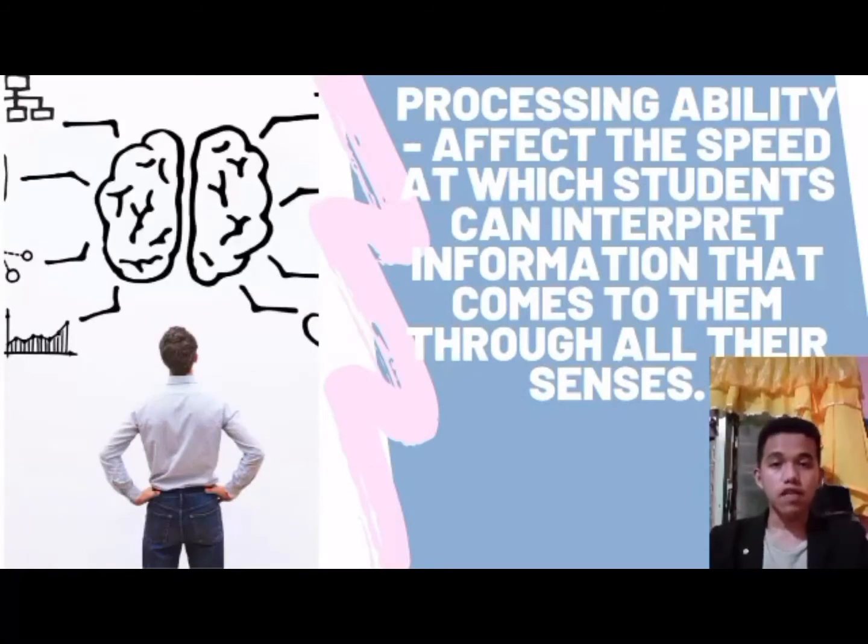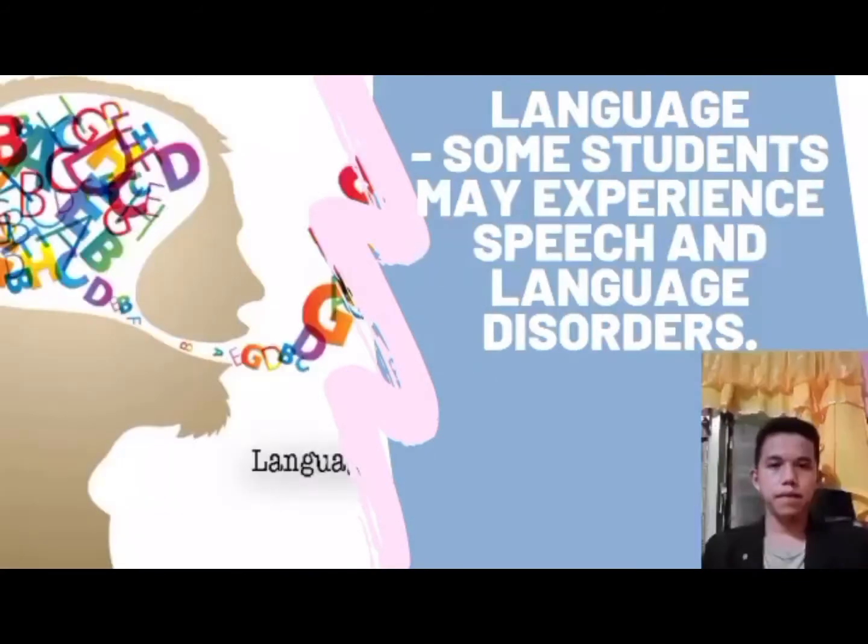Second, processing ability. It affects the speed at which students can interpret the information that comes to them through their senses. From the word itself, processing, certain students have a hard time processing all the information that comes to their mind. They don't have the ability to organize the messages in their mind.